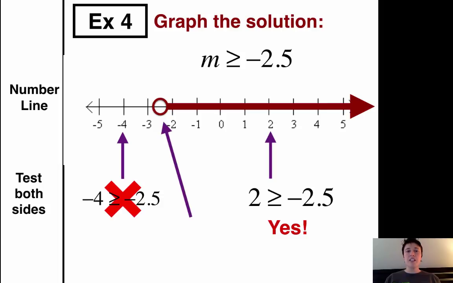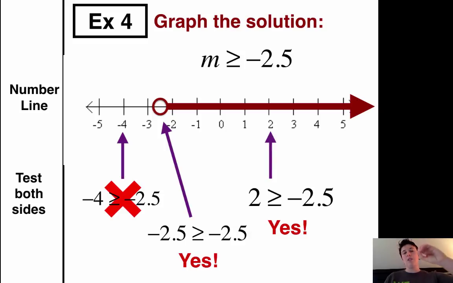But don't forget, we have to test the actual point itself. We have one more test to run. Is negative 2.5 greater than or equal to negative 2.5? It's not greater, but it is equal to, and there is an equal sign. This one passes. So instead of leaving it that empty hole, we're going to shade it in, making a dark, solid hole so that when someone sees my number line, they know that I know it's a solution. So there's my solid point, all filled in. There's my graph. All right, so that's kind of the basics, guys.